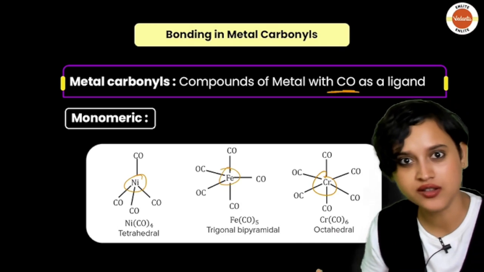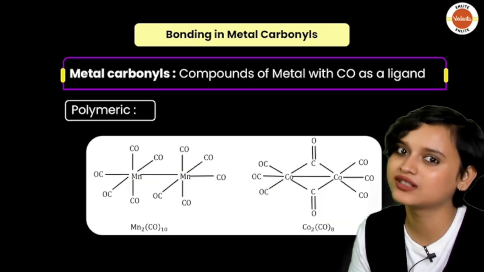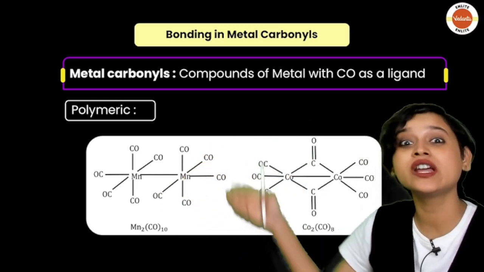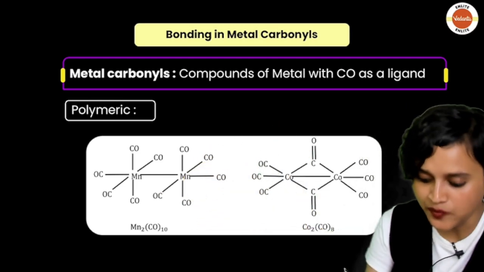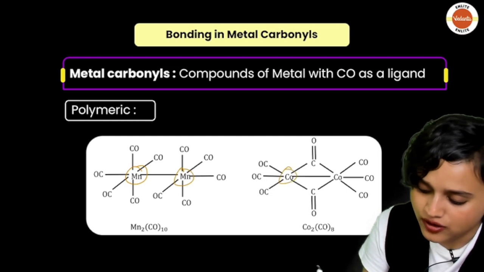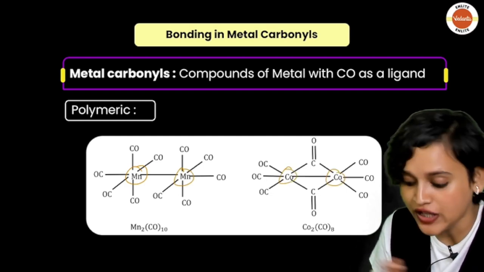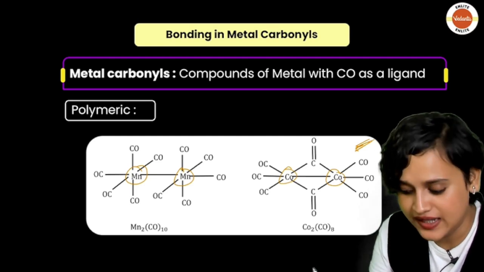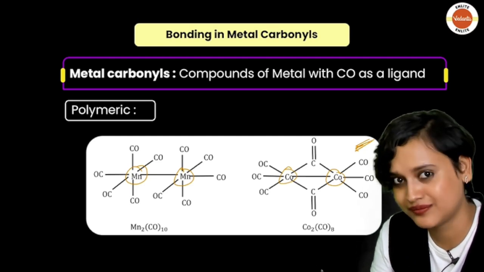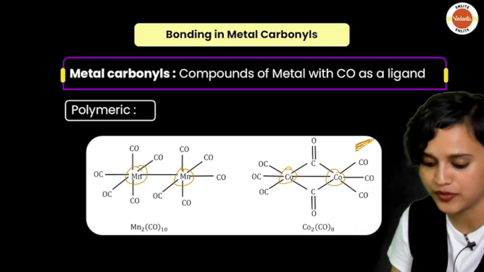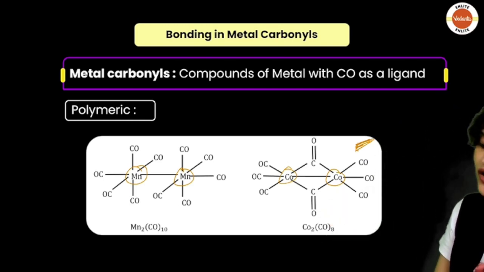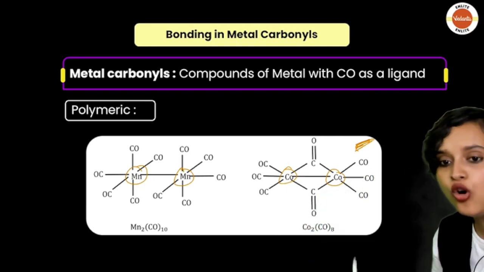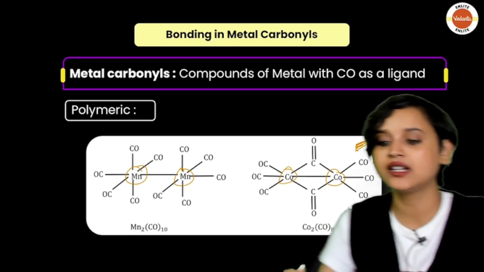But of course, if there is monomeric, there will obviously be polymeric also, where there are more than one metal atom per molecule. Here you have manganese and manganese, cobalt and cobalt. Regarding this, many questions do come, by the way. Please take a look at it. Co2(CO)8. Compounds of metal with CO as a ligand. This is your polymeric, where there is more than one metal atom per molecule.